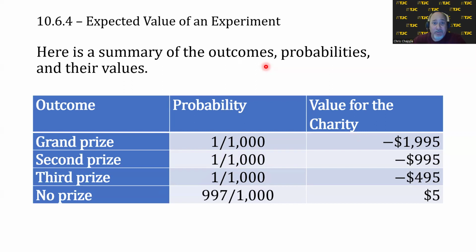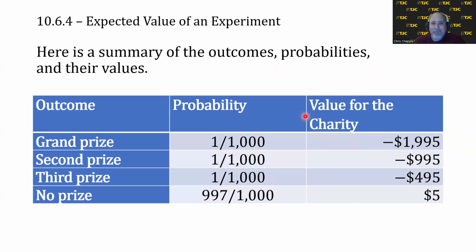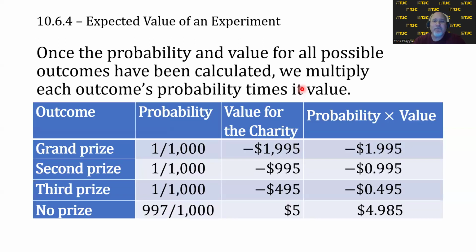Now, once the probability and value for all possible outcomes have been calculated, we simply multiply each outcome's probability times its value. So if we go back to this table, we would just multiply 1 over 1,000 times negative 1,995, and the same thing for every other row. I would expect to use a calculator to do this. Multiplying by fractions doesn't always come out well. Might as well resort to decimals.